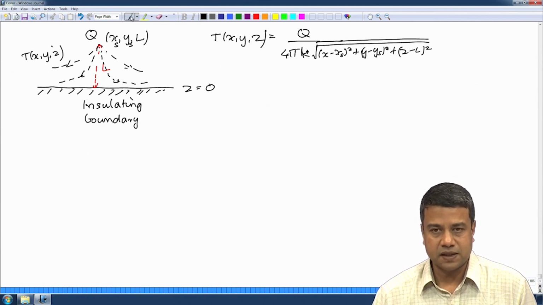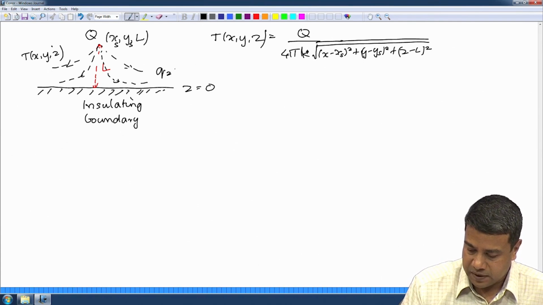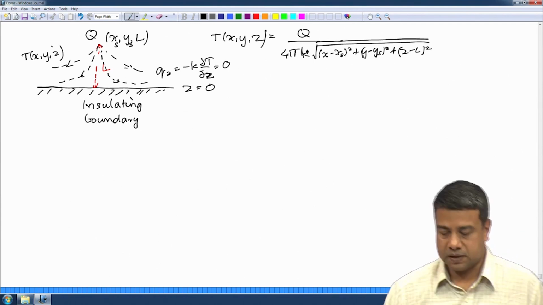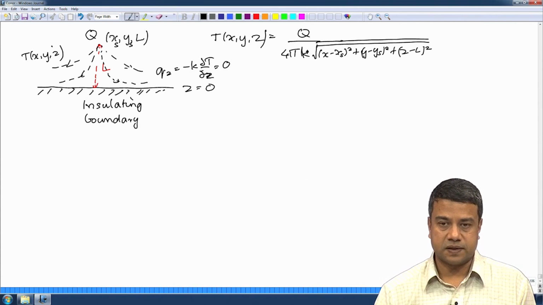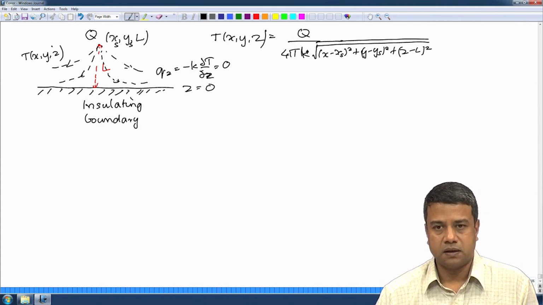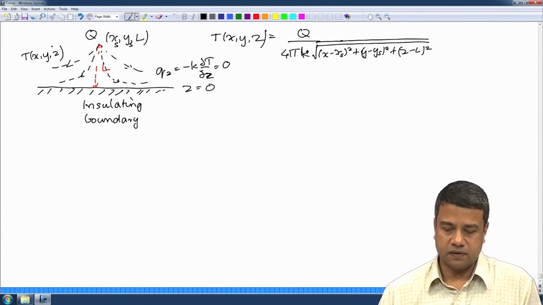Basically, at this boundary you require that Qz, which is minus K partial T by partial z, has to be equal to 0 at this insulating boundary. There should be no temperature variation perpendicular to the surface, if it is insulating, because the flux has to be 0. This seems like a rather complicated problem to solve. It turns out it is not that complicated.